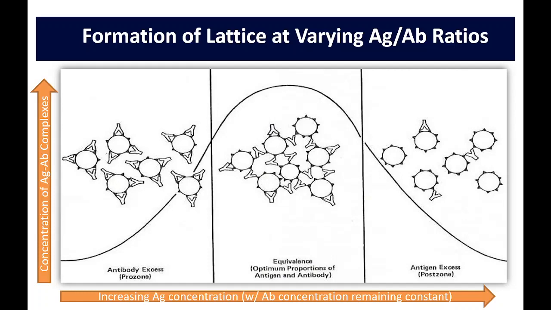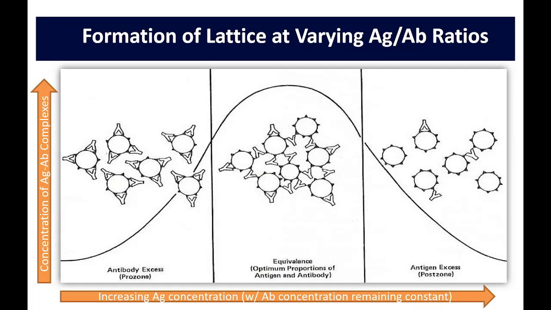At the zone of equivalence, the concentrations of antigens and antibodies are approximately equal to each other. So this will result in cross-linkages of immune complexes, thereby allowing lattice formation. So the result is precipitation. In the post-zone phenomenon, there is excess antigen. Excess antigen will usually obscure the immune complexes formed, thereby resulting in a false negative reaction.